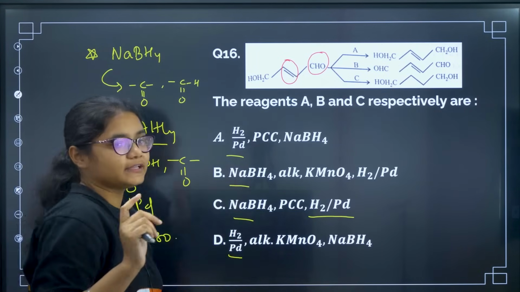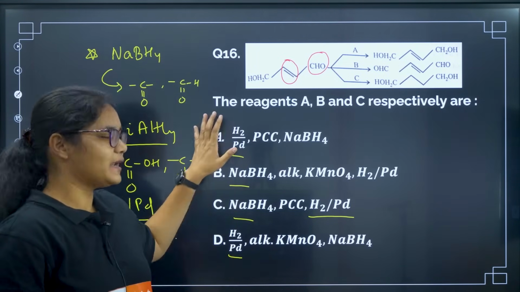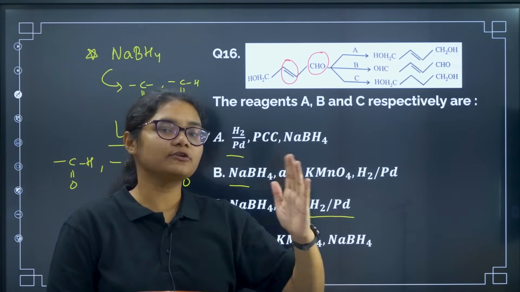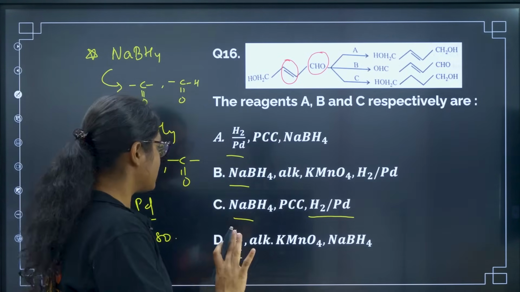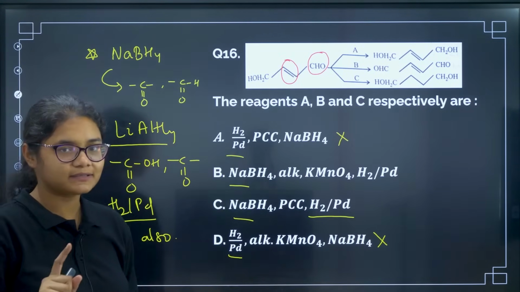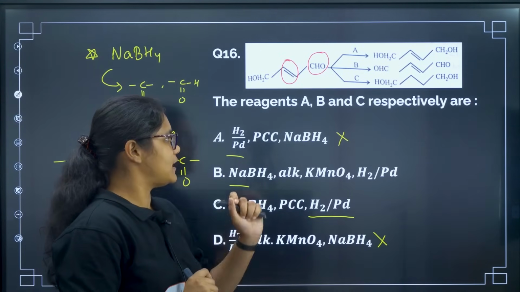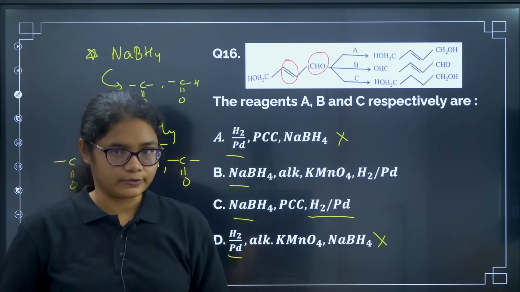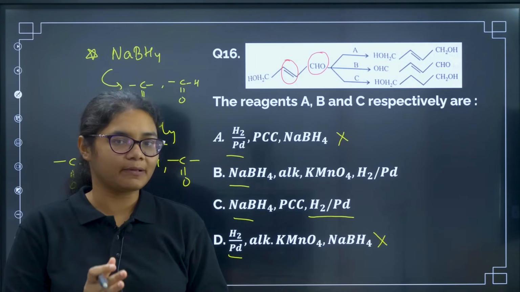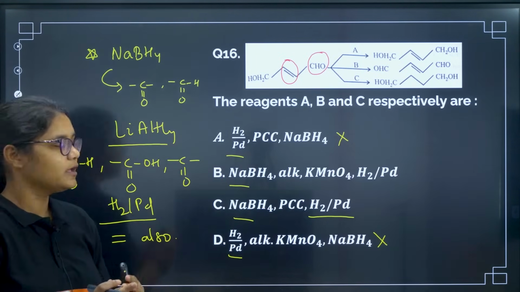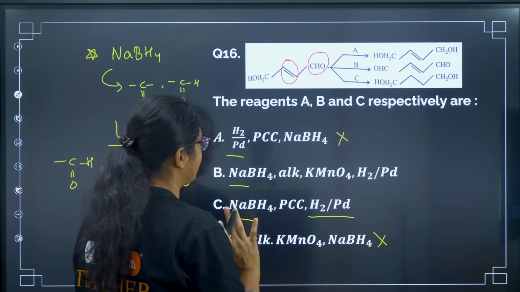So we cannot take H2 palladium, right? If H2 palladium is taken, then what will happen? The double bond will also get reduced, which is not there in the product. So the correct answer cannot be A, cannot be D. Done. This part is clear. In product A, the double bond is intact, it is not reduced. So we cannot use hydrogen palladium because, as I told you just now, hydrogen palladium also reduces the double bond. So that is why we can eliminate A and D.